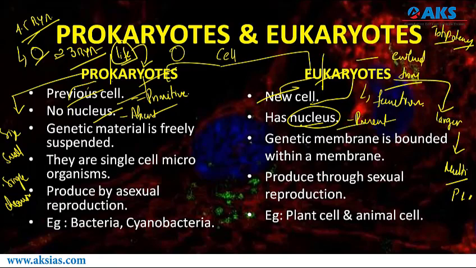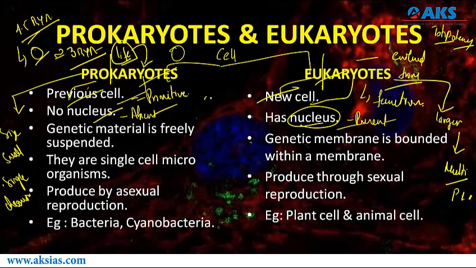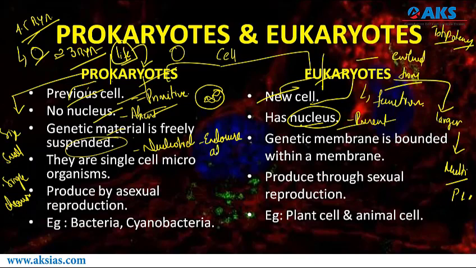As the nucleus is absent, what will happen? Usually the genetic material is embedded in the nucleus. As the nucleus is absent, the genetic material is freely suspended and stored in the nucleoid, but the enclosure is absent here.